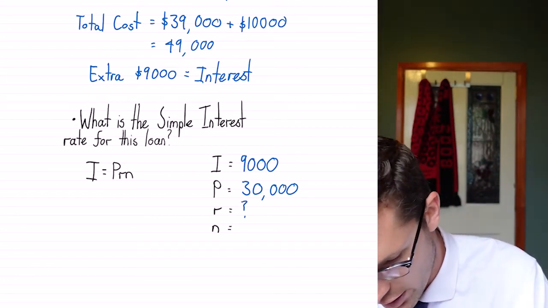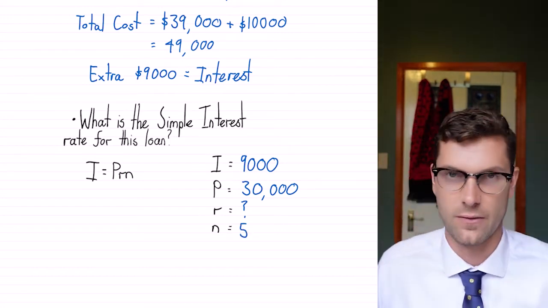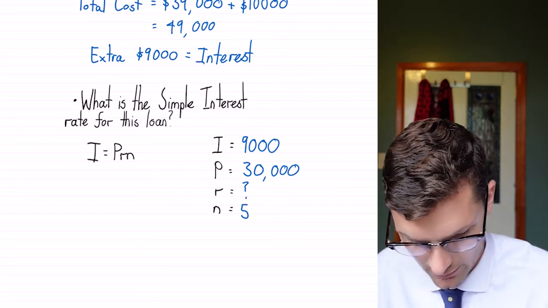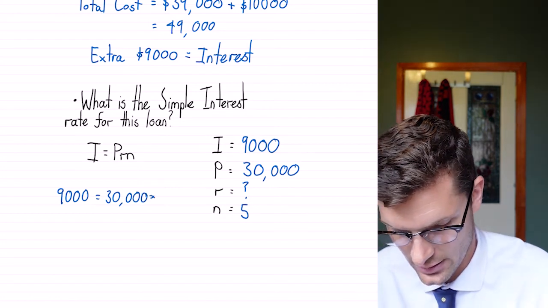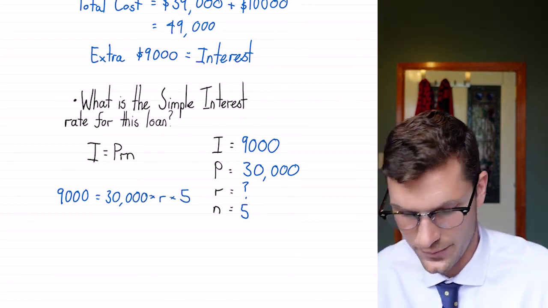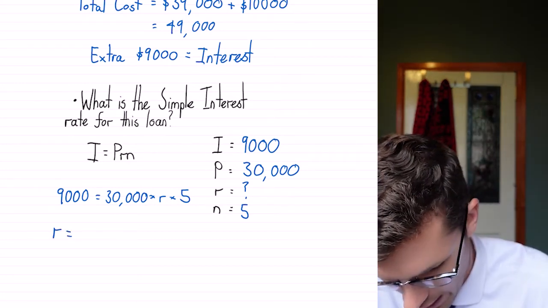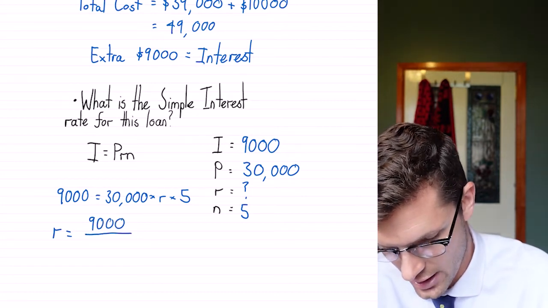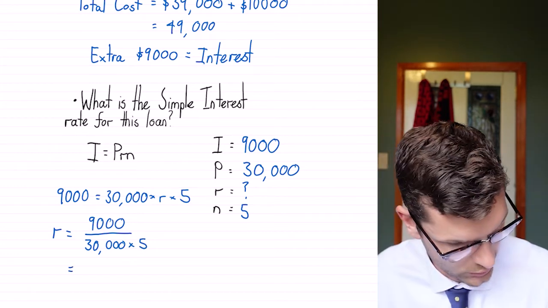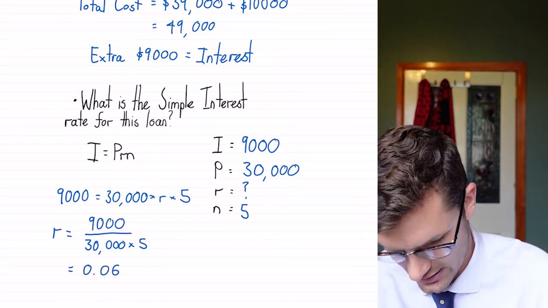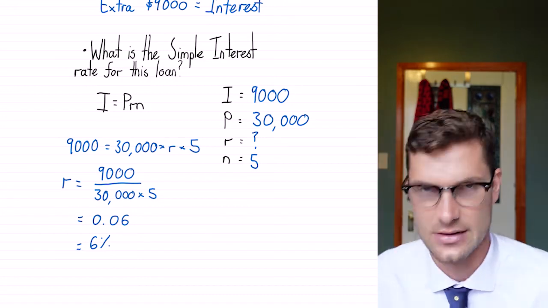We're trying to find the rate. We don't know what the rate is, and we know that it took us 5 years to pay off, so our n is going to be 5. Once we throw that into our formula, we've got $9,000 is equal to 30 grand times R times 5. To get R by itself, if you do struggle with that, go have a look at my last video. But R by itself is equal to 9 grand divided by 30 times 5, which is equal to 0.06. To turn this into a percentage, you just times it by 100, but it is 6%.